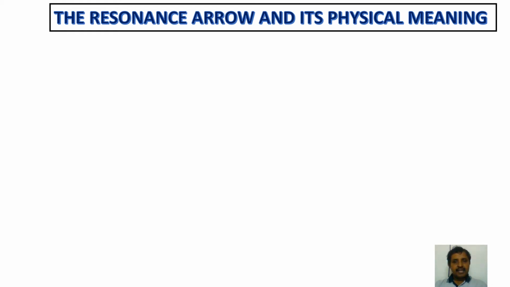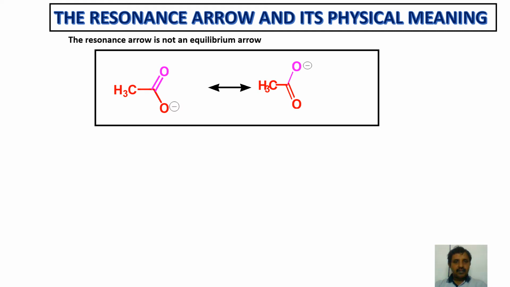Now the resonance arrows and their physical meaning. Let us discuss here. Here, oxygen with a negative charge: the negative charge is forming a double bond. Here you can see this negative charge is forming a double bond. Then what happens? This double bond undergoes cleavage and forms a structure in which oxygen is having a negative charge. Here you can easily observe that the negative charge is moving in this structure.